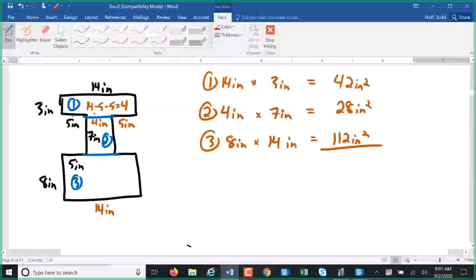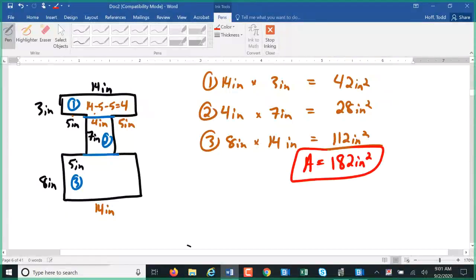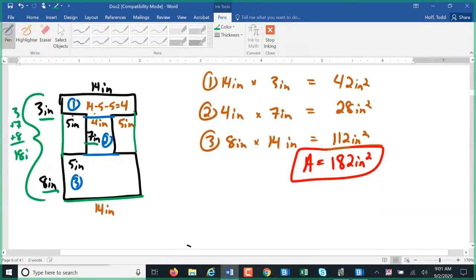So that adds up to 182 square inches for that total area. Well, if I did it the other way, if I made it a full rectangle like this and subtracted out, well, this is 14 here. I have to find this dimension. Well, that's just going to be 3 plus 7 plus 8, which of course is 18 inches.